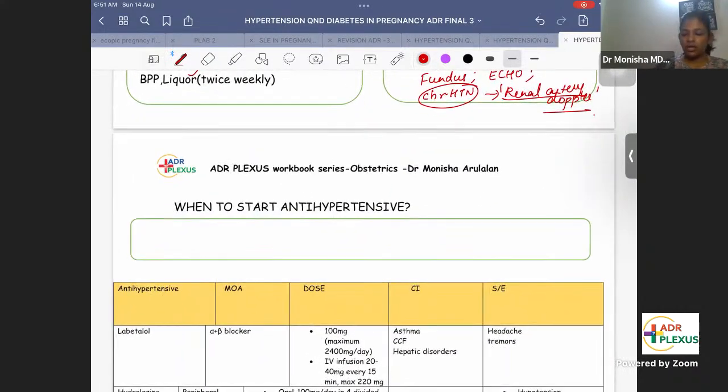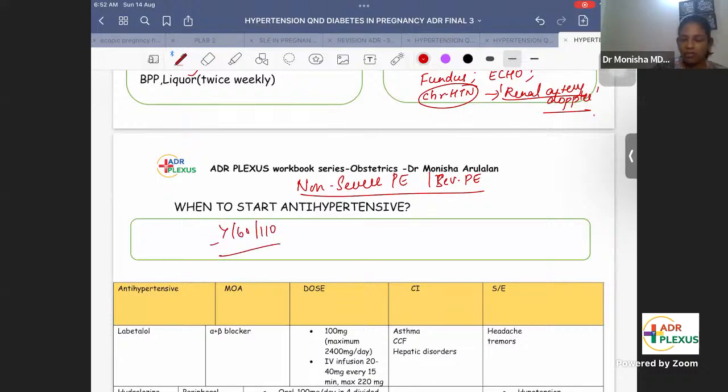Next, once you have found she's hypertensive, you have to decide whether it is a non-severe preeclampsia or a severe preeclampsia. You have to start her on antihypertensives. So when do you start her antihypertensives? When the BP, as the book says, is 160 by 110. Remember, you do not wait till she would have thrown fits.